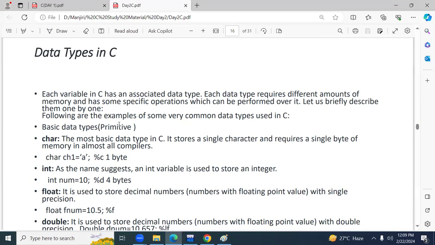Only the way of writing these data types changes slightly in different technologies. If you are moving to C++, and then Java, and then advanced Java, whatever different things you are going to learn, for example .NET, C sharp, at that time there is a slightly different way of writing, but these are the primitive data types.